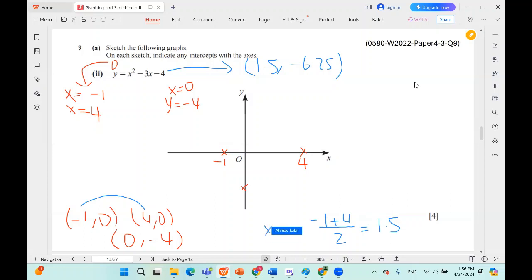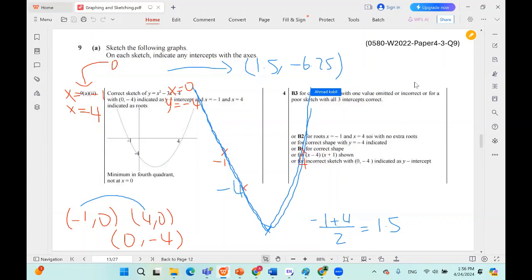And you can now graph the parabola accurately. So it looks something like this. And you should put here -4 as well. It's not supposed to be a V, it's rather supposed to be a curved U shape, but these are the correct points.